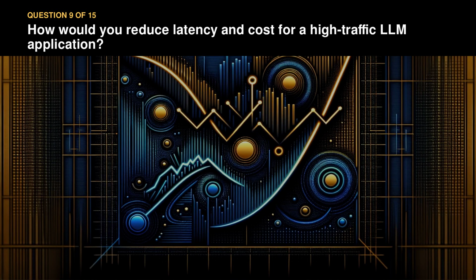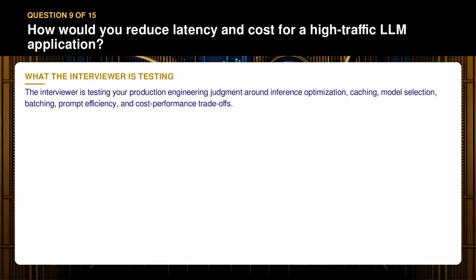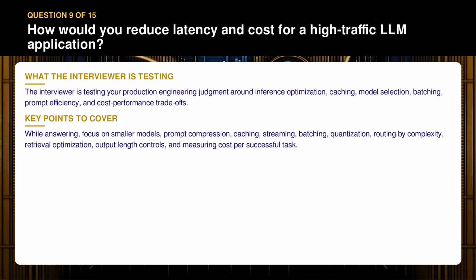Question 9. How would you reduce latency and cost for a high-traffic LLM application? The interviewer is testing your production engineering judgment around inference optimization, caching, model selection, batching, prompt efficiency, and cost-performance trade-offs. While answering, focus on smaller models, prompt compression, caching, streaming, batching, quantization, routing by complexity, retrieval optimization, output length controls, and measuring cost per successful task.